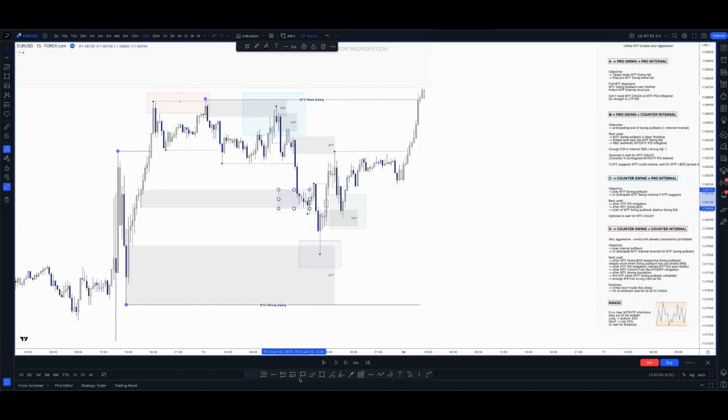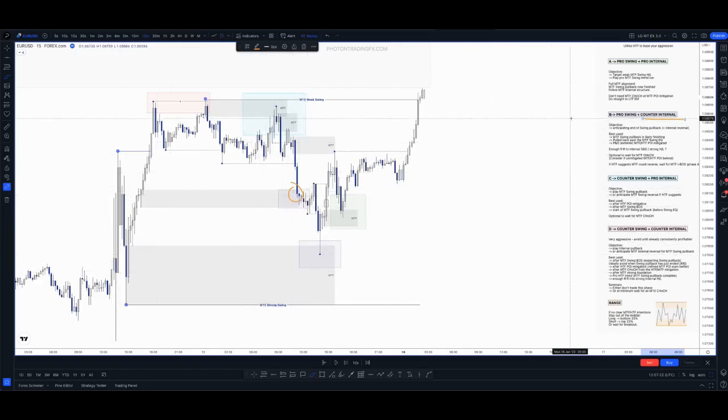At this point, when price is here and you come into this POI, first of all, whenever price is coming into a POI, what I want you to do is ask, what phase am I in? And you can quickly work that out because you look at structure. Well, I know the internal structure is bearish, so I'm counter internal, and I'm pro swing because the swing is bullish.